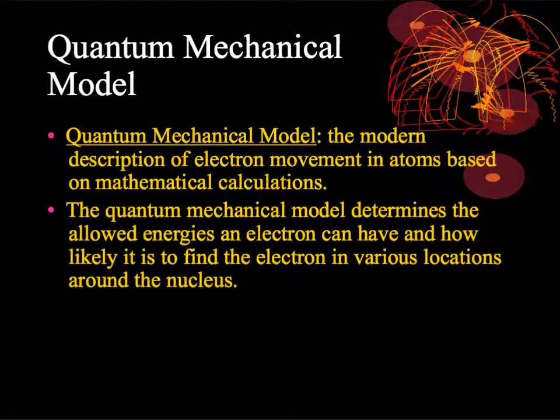So essentially the quantum mechanical model can predict where an electron could be at a point in time. It doesn't ever tell us exactly where the electron is, but it's just a mathematical formula to figure out where it most likely is at a given time.